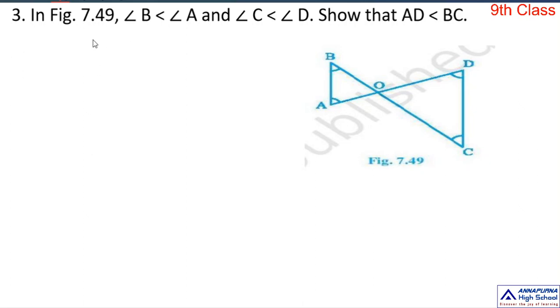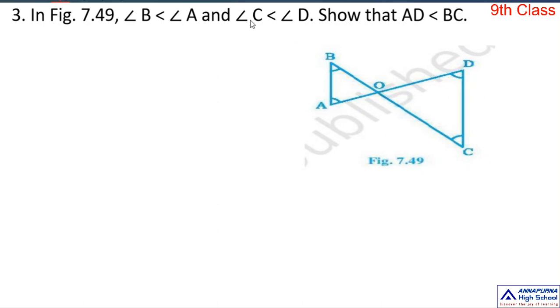In figure 7.49, see the figure. Angle B is less than angle A. AOB is a triangle. Angle B is the smallest angle and angle A is the largest angle.